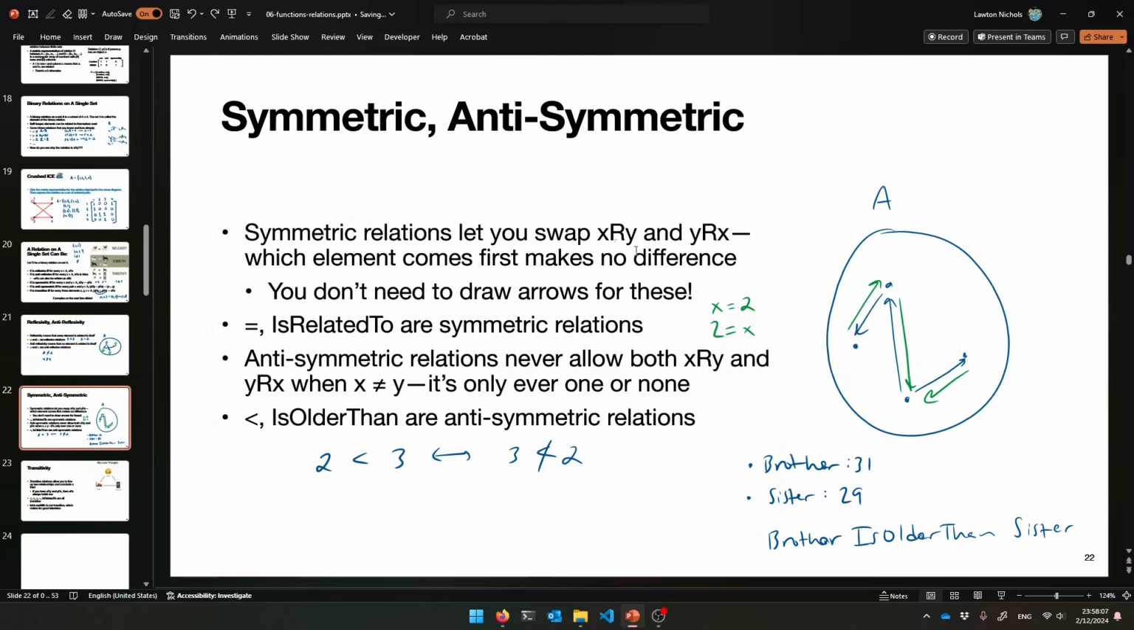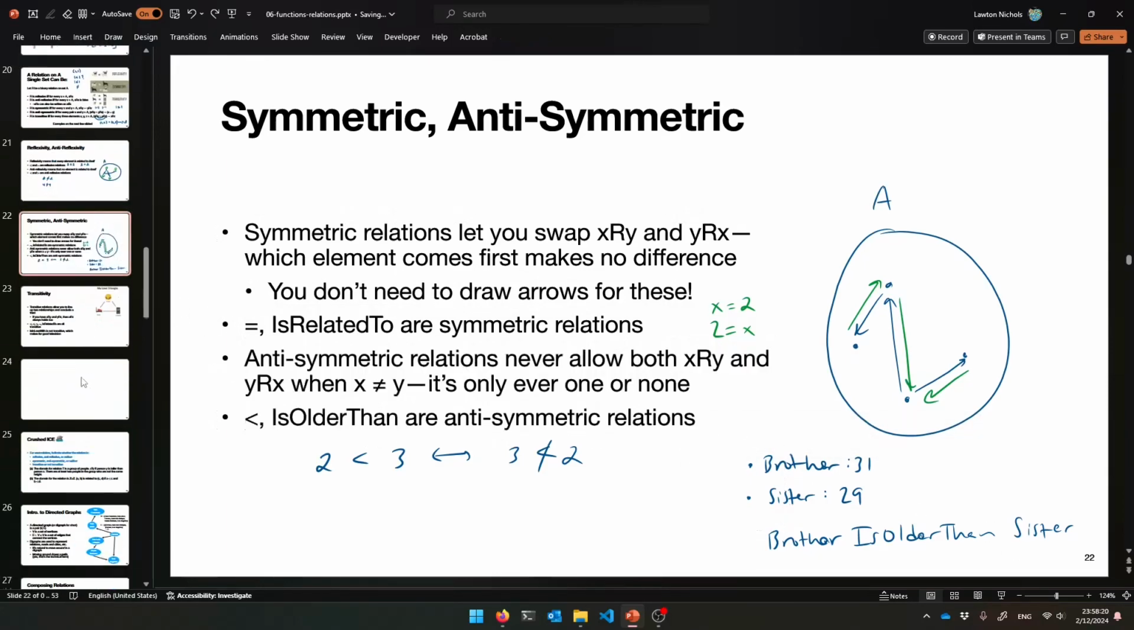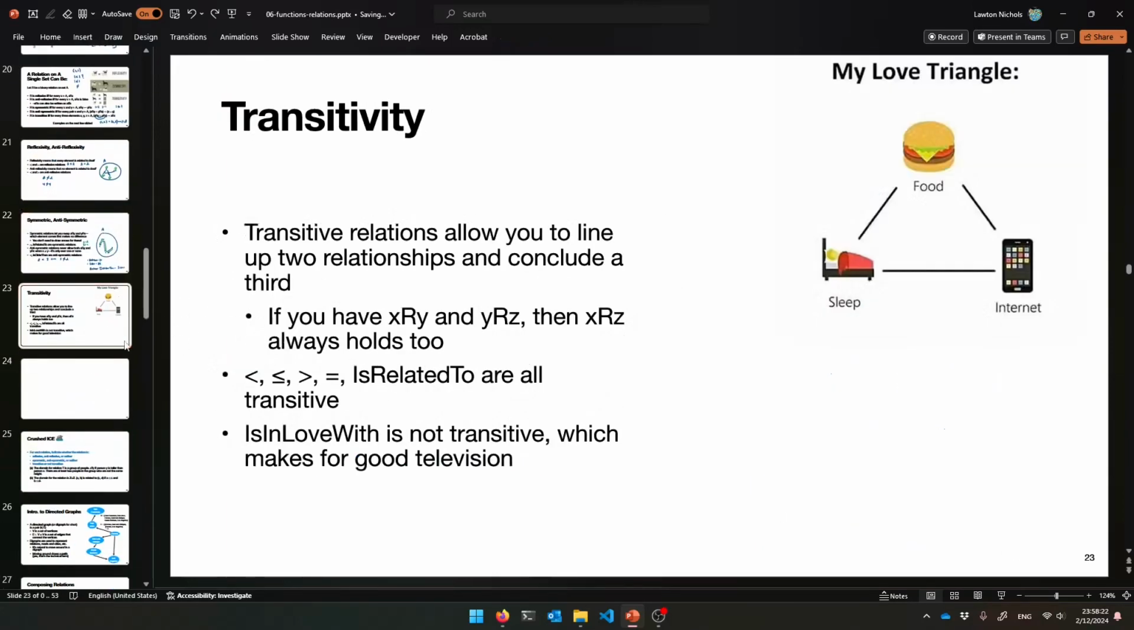So that's that one. But symmetric means you can flip them. All right? Equality is totally symmetric. So if a brother is related to a sister, then the sister is related to the brother. That's fine. These ideas are anti-symmetric. All right? So that's that one.